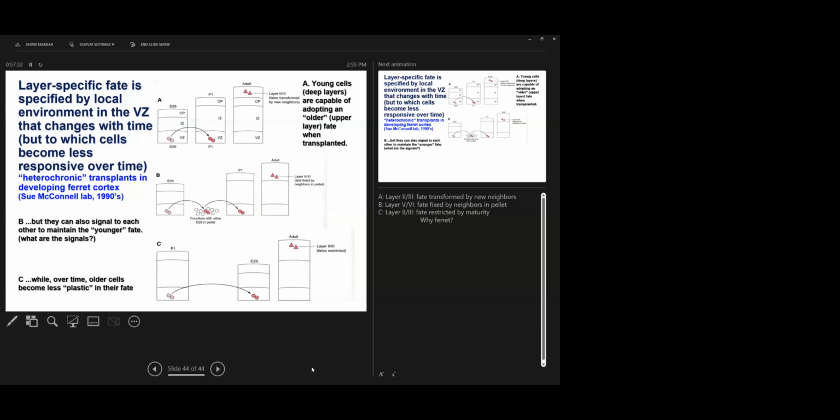So any questions from these slides, from this vertebrate section?